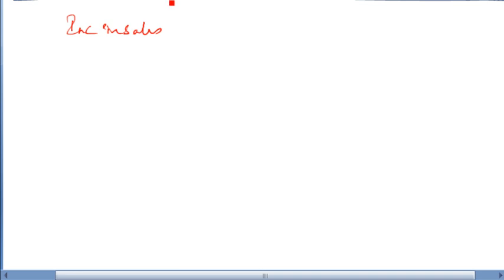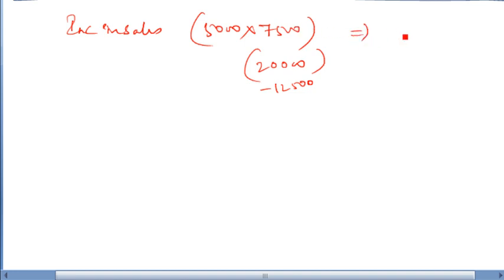As a result, how much is the increase in sales for you guys? So it's going to be 5,000 units into per unit. What's going to be the contribution? The selling price is 20,000 minus the variable cost of 12,500. So your contribution is 7,500, which means the total contribution will be how much? I think it comes around 3 crore 75 lakhs. This will be the increase in contribution for the company, right?